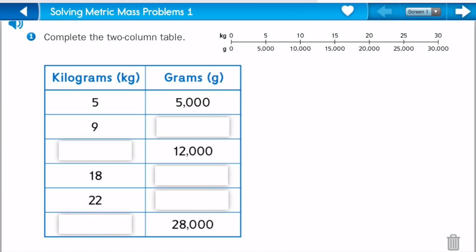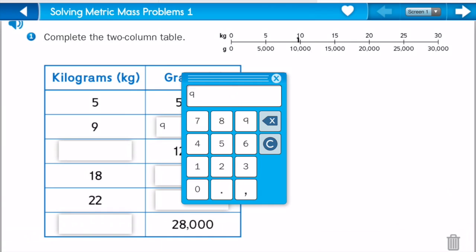So we're going to fill this chart in together and take it step by step and see how many kilograms equal grams and how many grams equal kilograms. If we go up here on this chart, we know that 9 would be about right here. So if 9 kilograms, how many grams would that be? Good, it would be about 9,000.